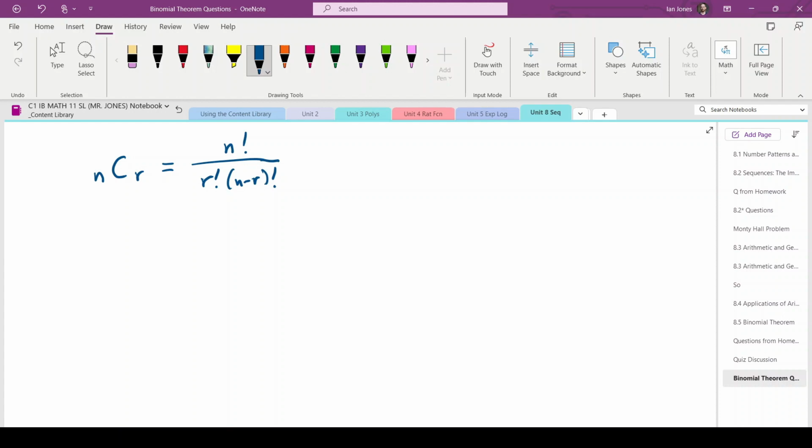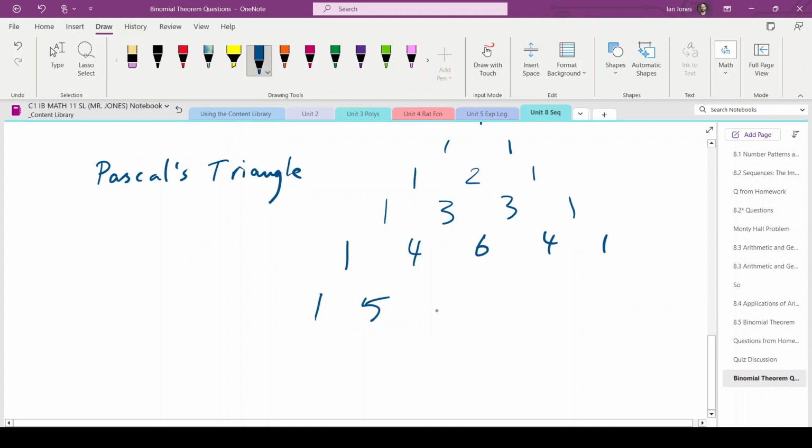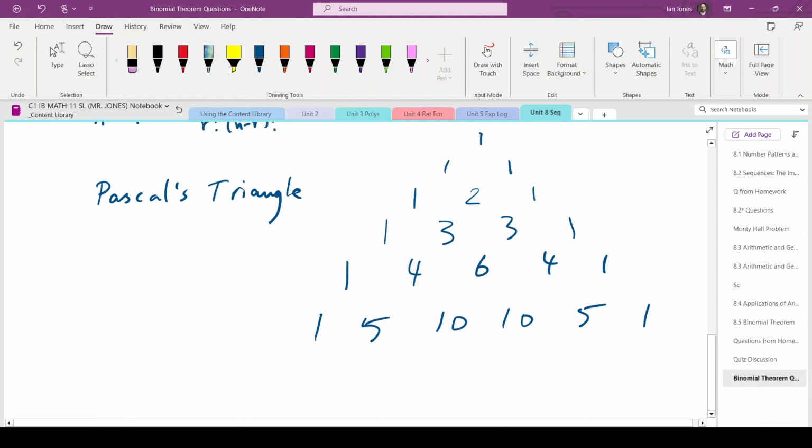The next thing that you need to be able to do is generate Pascal's triangle, and you should be able to generate that pretty quickly. You just have the 1, 1, 1, 1, add, we get 2, 1, add 3, 3 and 1, 1, add 6, 4 and 1, 1, 5, 10, 10, 5, and 1, and so on. You should be able to generate that pretty quickly.